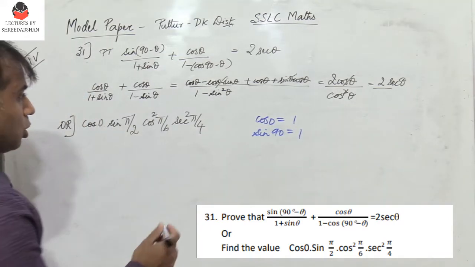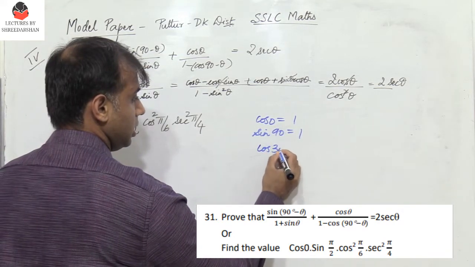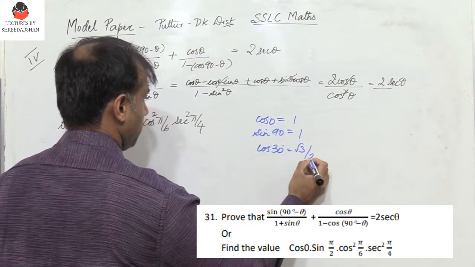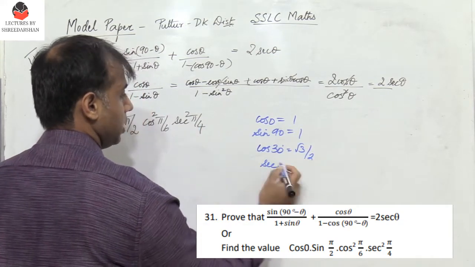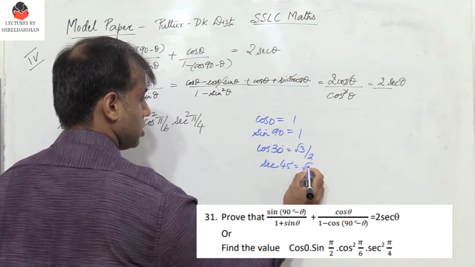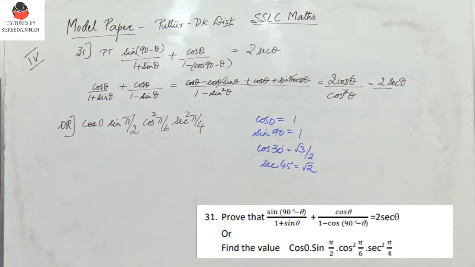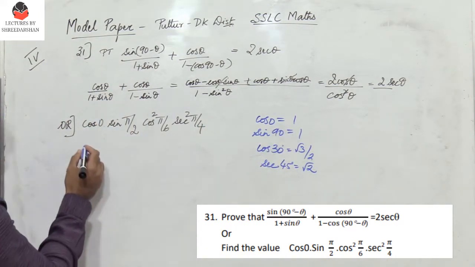So pi by 6 is cos 30 degrees. So what is cos 30 degrees? It is root 3 by 2. And here I have secant pi by 4, which is secant 45 degrees, which is root 2. Right? So all the values are known. So let me just substitute that.